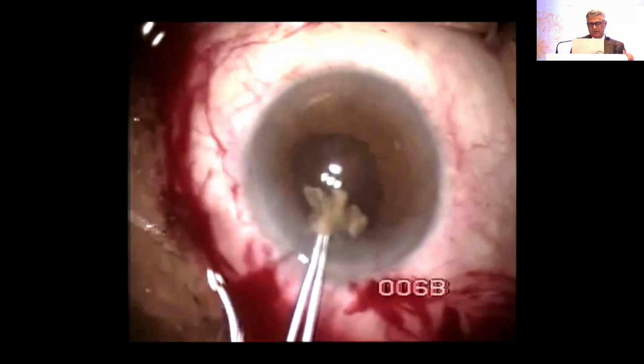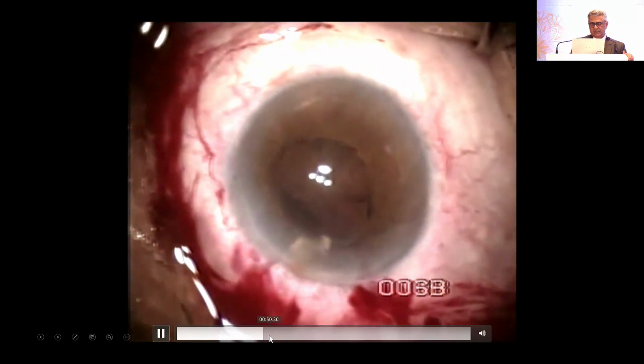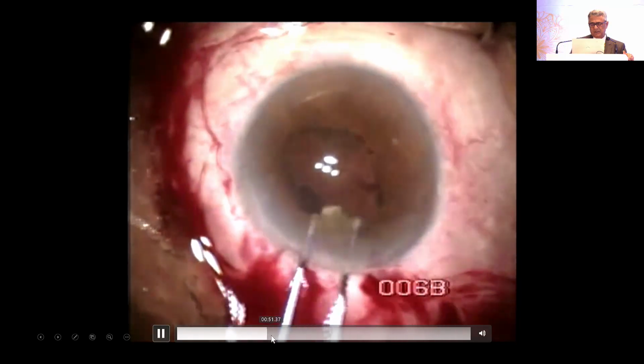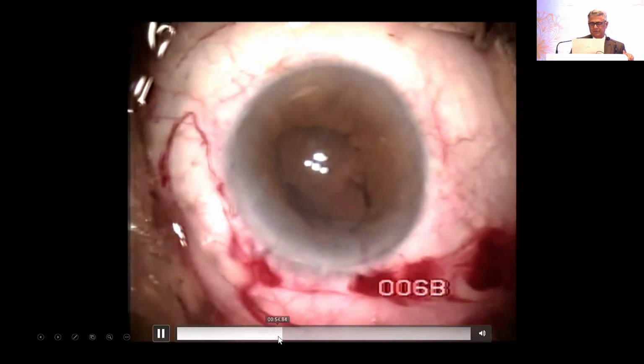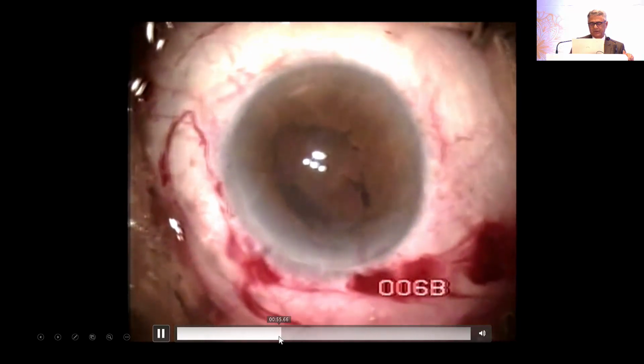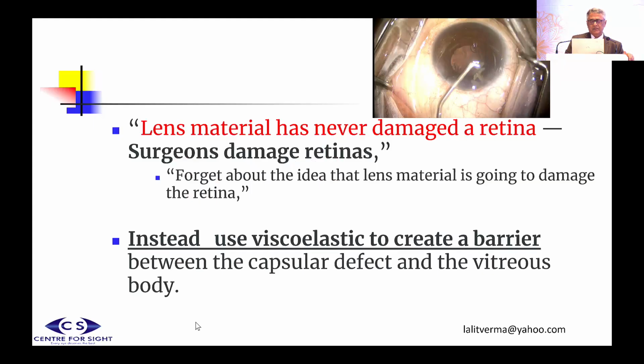So these are not mandatory at all. And what you will see next is this motion of sweeping the vitreous with the help of a swab stick, which again has to be discouraged. So believe me, lens matter has never damaged the retina. It is surgeons who damage the retina. It is we who are to be blamed. So forget about this idea that lens matter is going to damage the retina or cause uveitis. All these are possible to control.